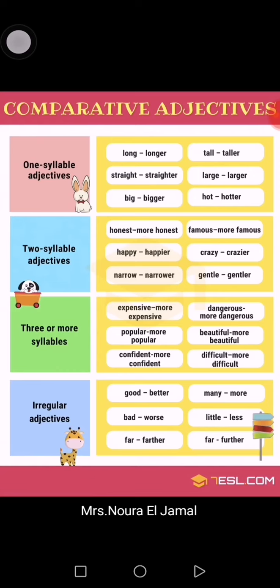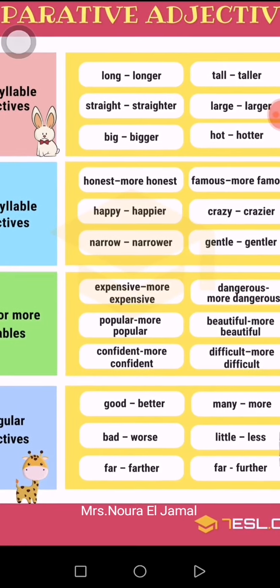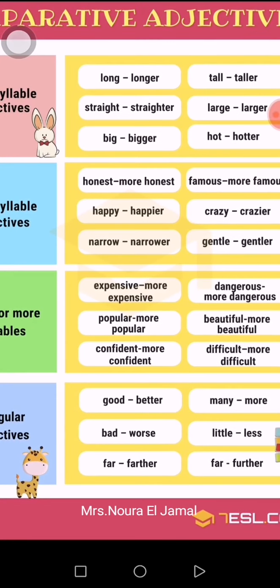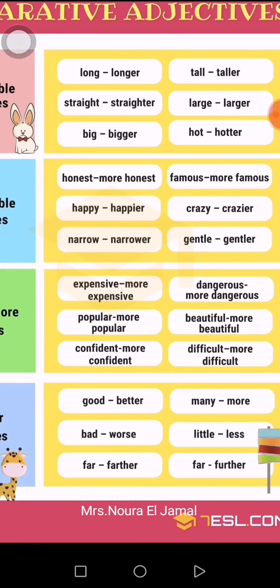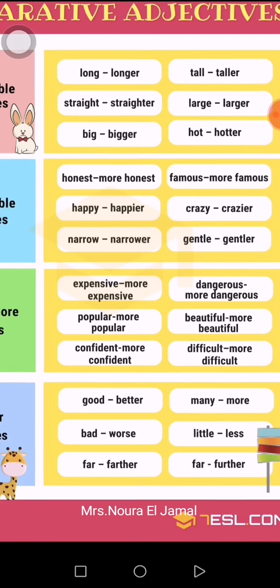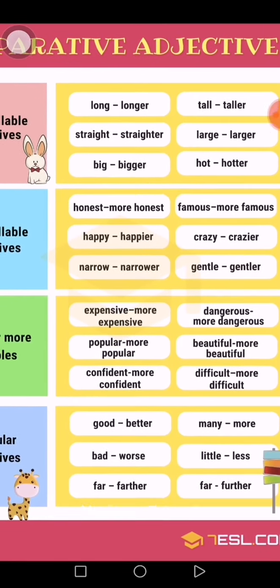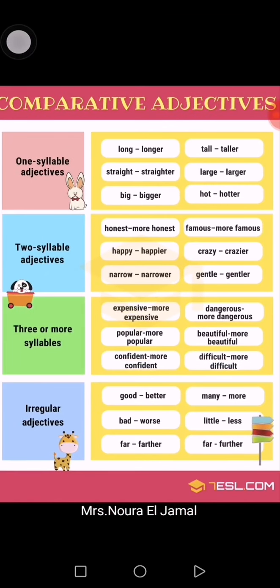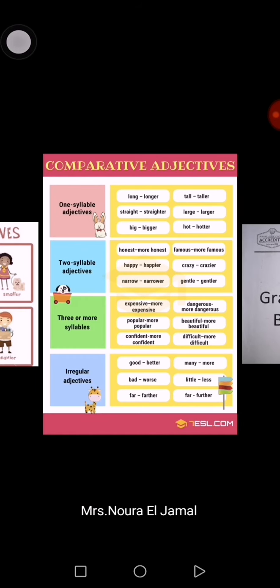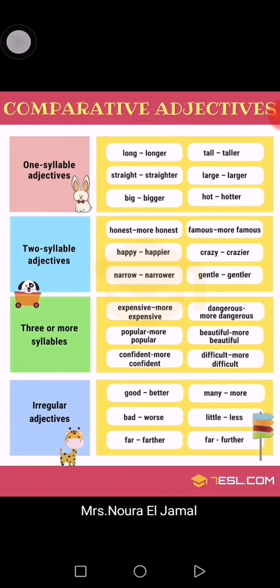Three or more syllables. Expensive will be more expensive than. Popular, more popular than. Confident, more confident than. Dangerous, more dangerous than. Beautiful, more beautiful than. Difficult, more difficult than.